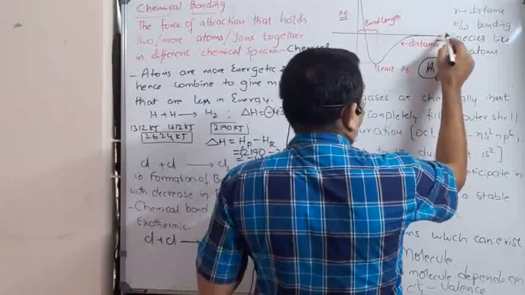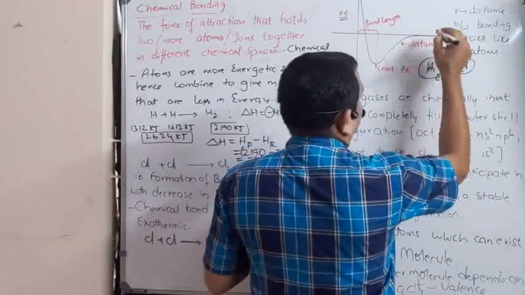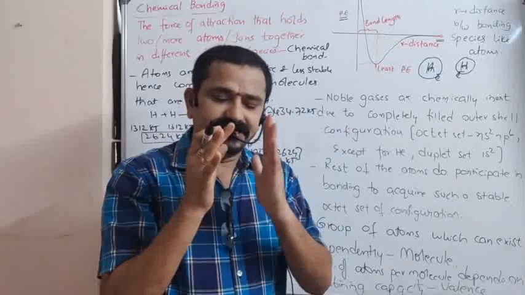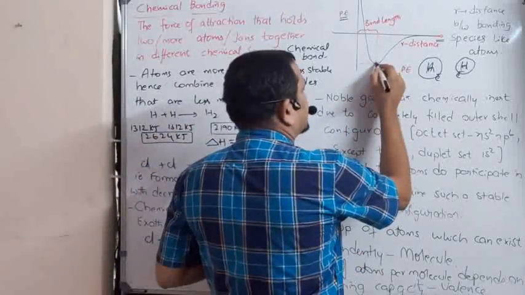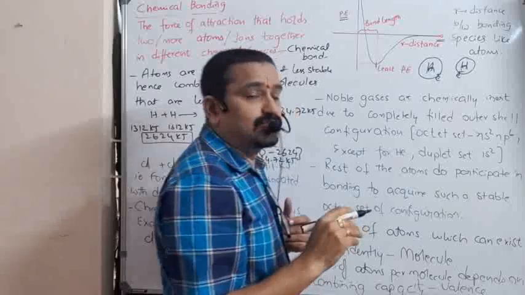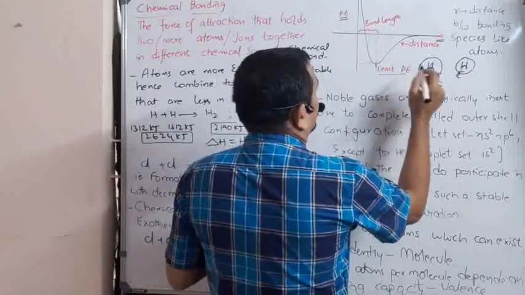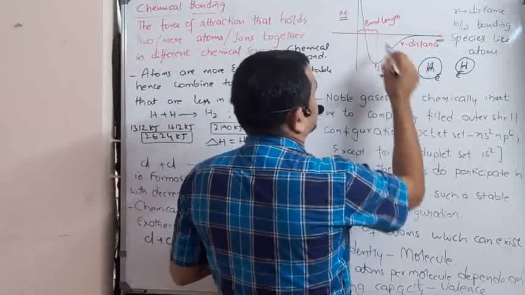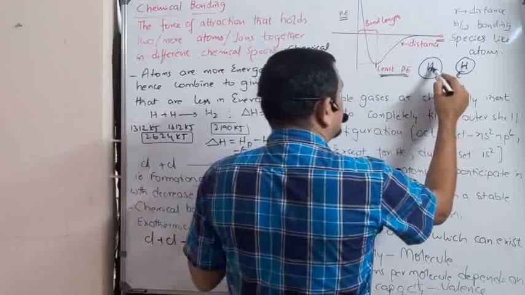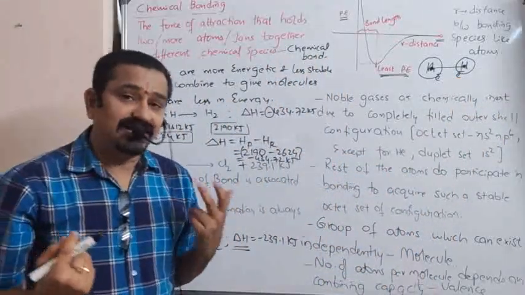The same way, if you observe this plot, when they are at infinite distance, their potential energy is 0. But when they are coming close, their potential energy is decreasing. At one particular distance, attractive forces are exactly compensated by repulsive forces. At that distance, bond formation takes place. So, bond formation between two atoms takes place at their least potential energy. At that least potential energy situation, the distance between the two nuclei or two atoms is said to be the bond length. That is called bond length.